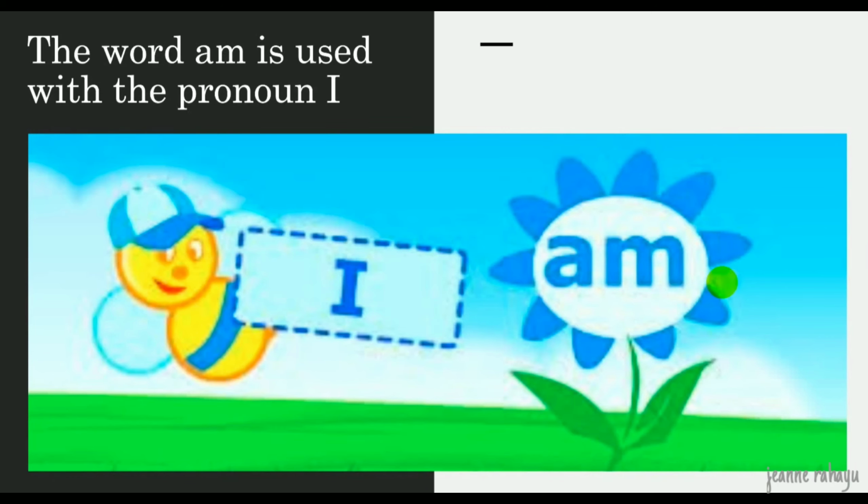The first one is am. Am is always followed by I. The word am is used with the pronoun I. Example: I am a student. I am happy.